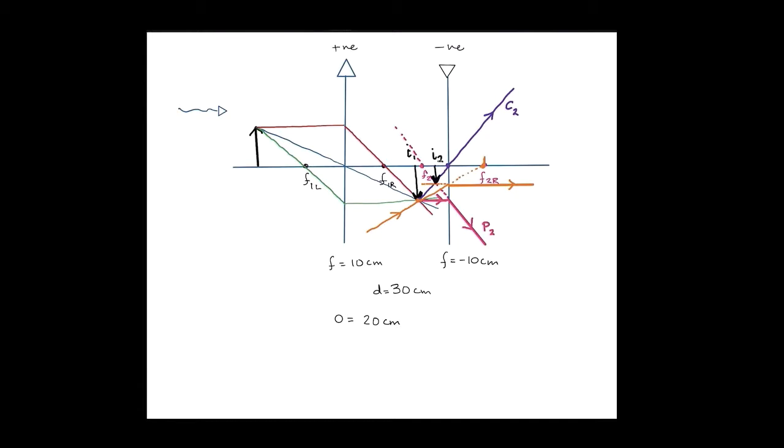Now, what about the opposite direction? What happens if you have a negative lens before the positive lens?